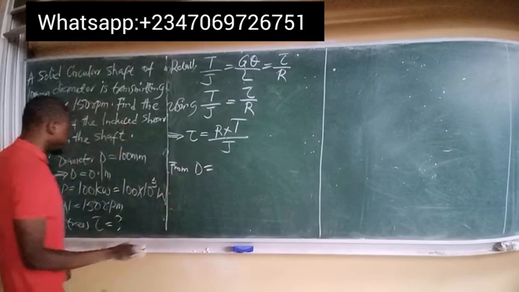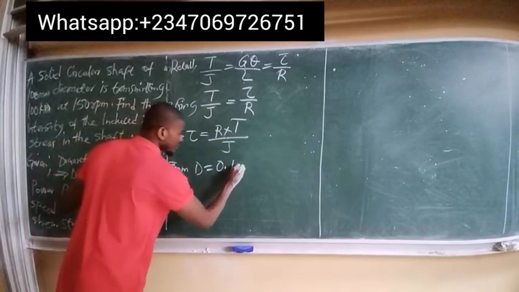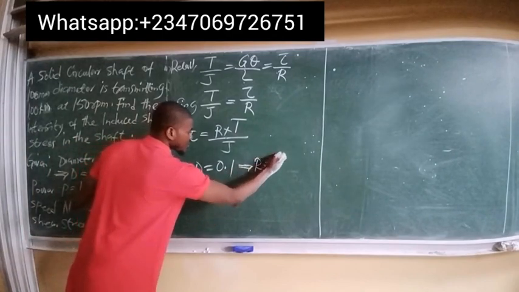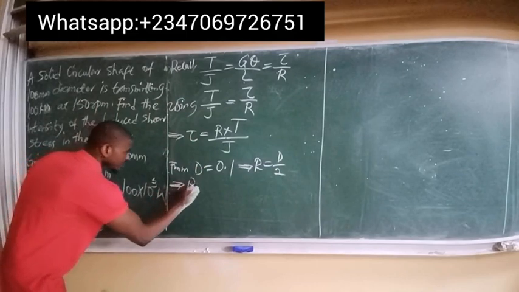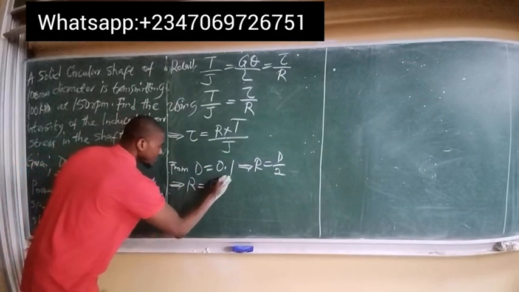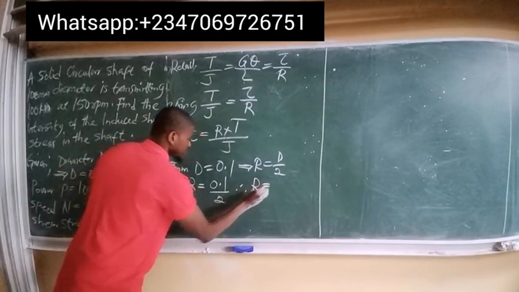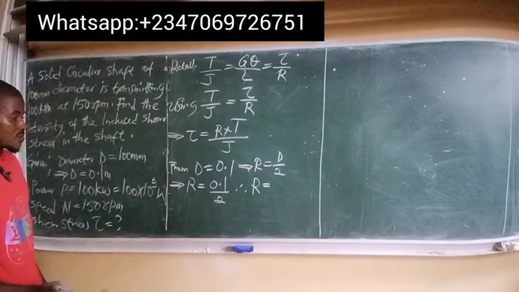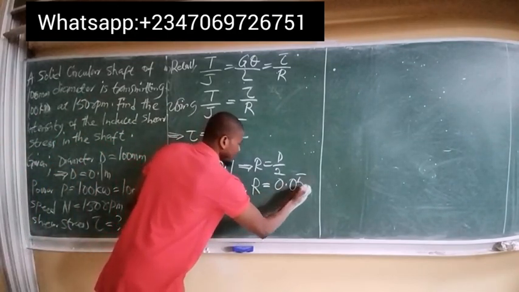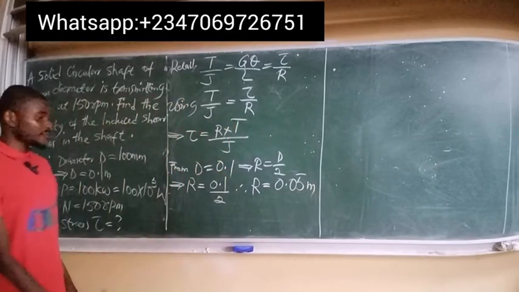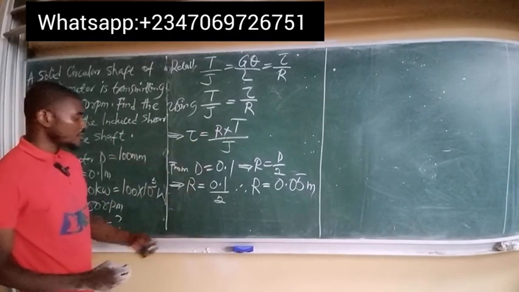From diameter equals 0.1 meter, we can actually find radius. This implies radius is actually diameter all over 2. So this simply means that radius is 0.1 divided by 2, and therefore radius is 0.05 in meter. Please confirm this. That gives us the value for the radius. Next is to find the torque.